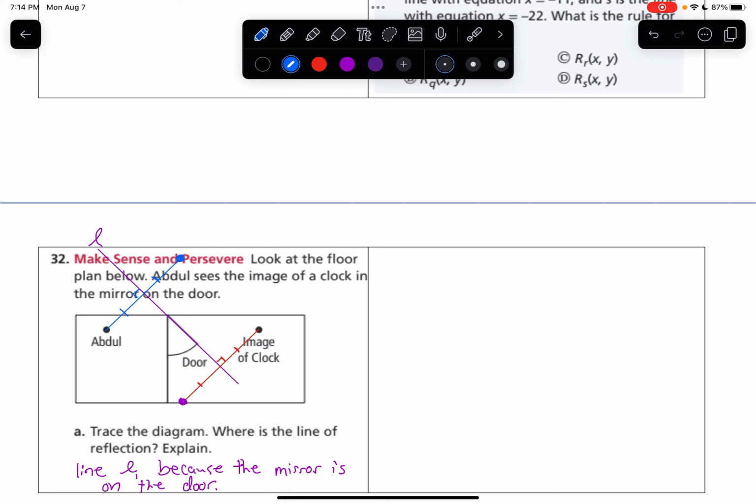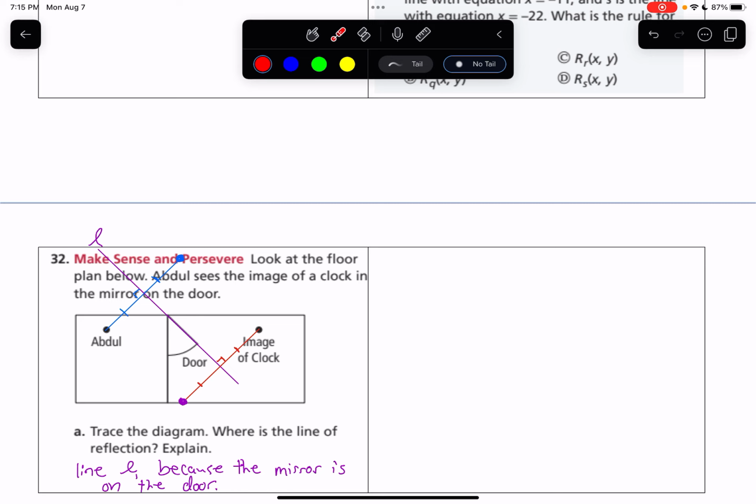The question says, can Abdul see himself in the mirror? So what we need to think about is, if he looks in the mirror, is he going to be able to see himself? He unfortunately is not, because where there was a clear line of sight, he'd be looking through the mirror at himself before. Here, there's a wall in the way, right? If he was trying to look for where he was by looking in the mirror, he couldn't find himself because there's this wall right here that's going to block his view of himself.